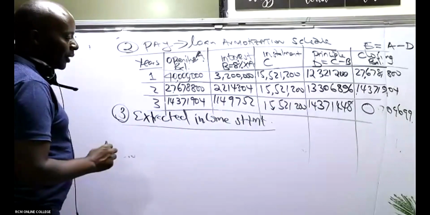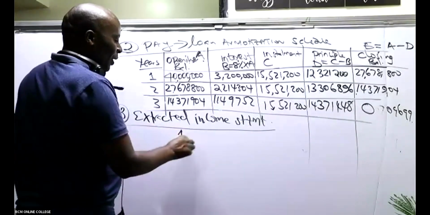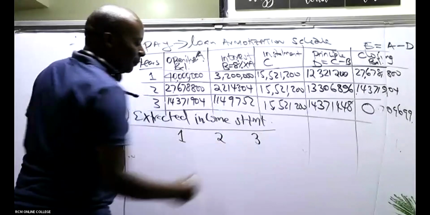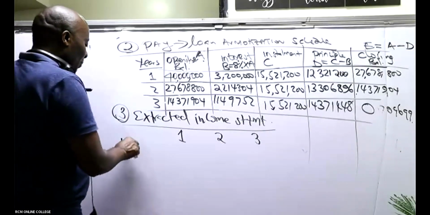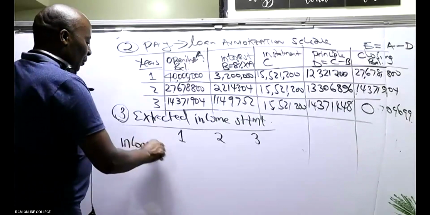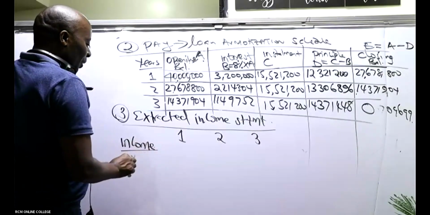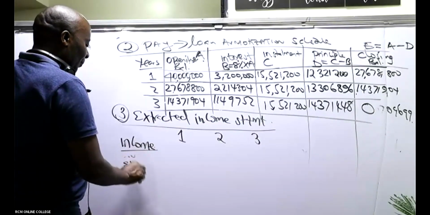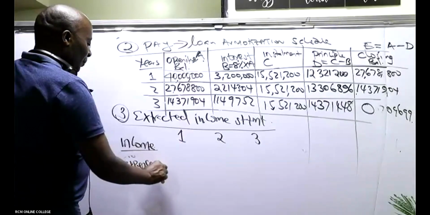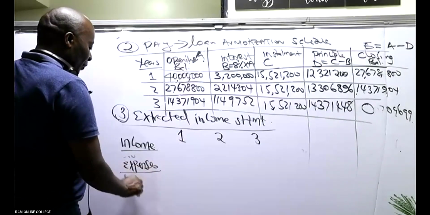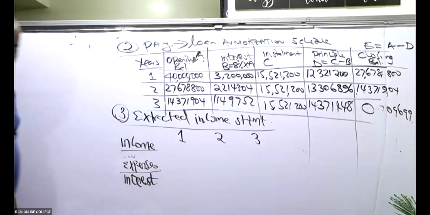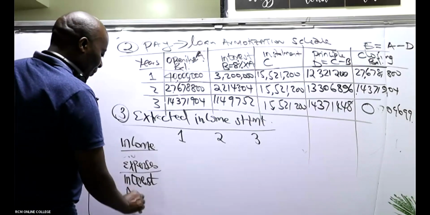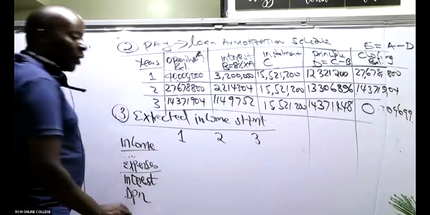Extracted income statement. So remember, we have 3 years: year 1, year 2, year 3. So you're going to have an income because there was a disposal done. And then we have expenses. There are two expenses normally. We have interest paid, interest. And then lastly, of course, we have what we call depreciation.